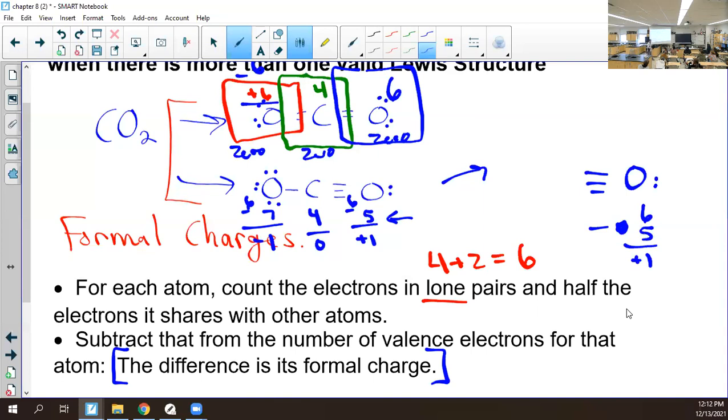Okay, so formal charge. We'll do more. But formal charge, when there's more than one option to draw something, you have to do this to figure out which one's the more correct.